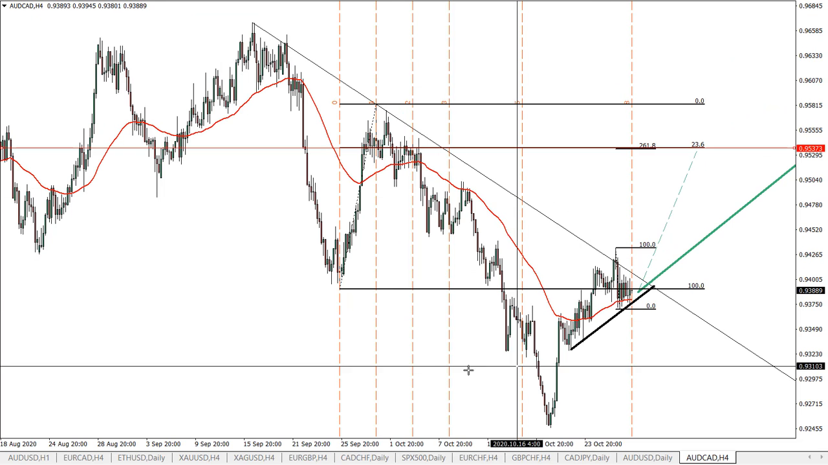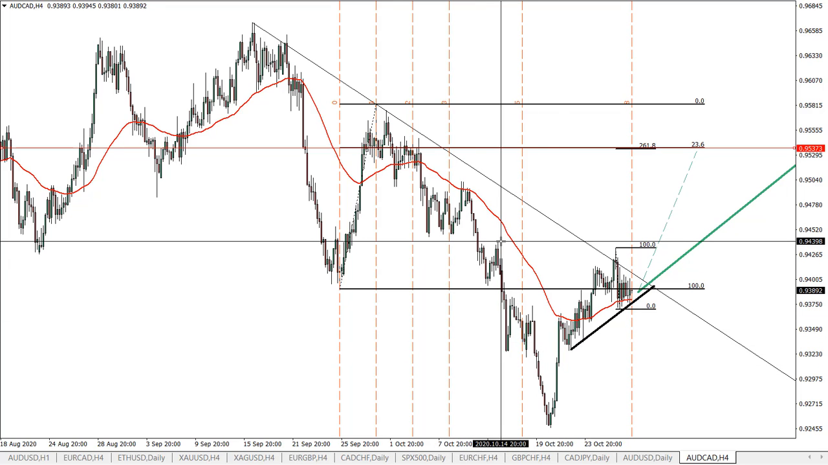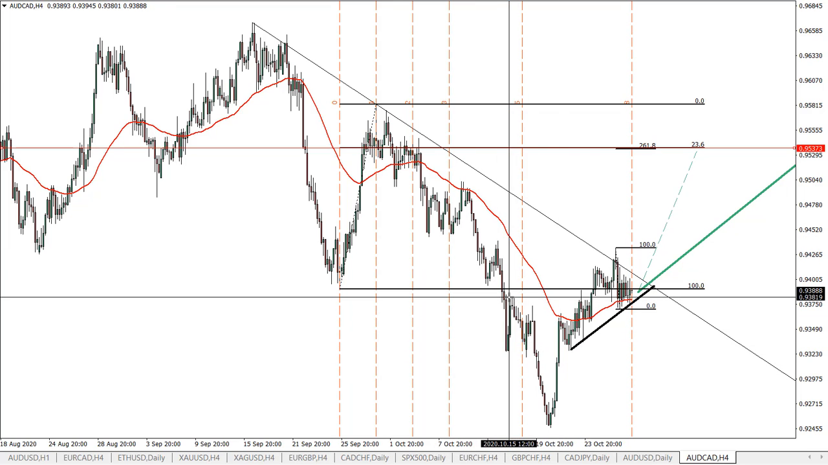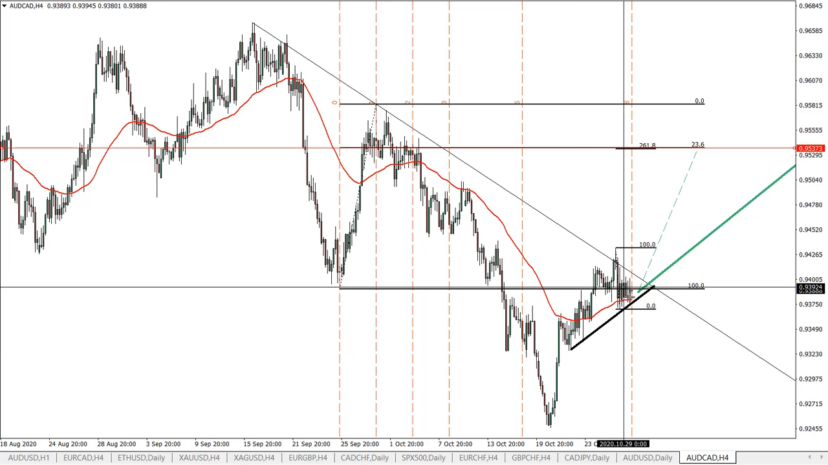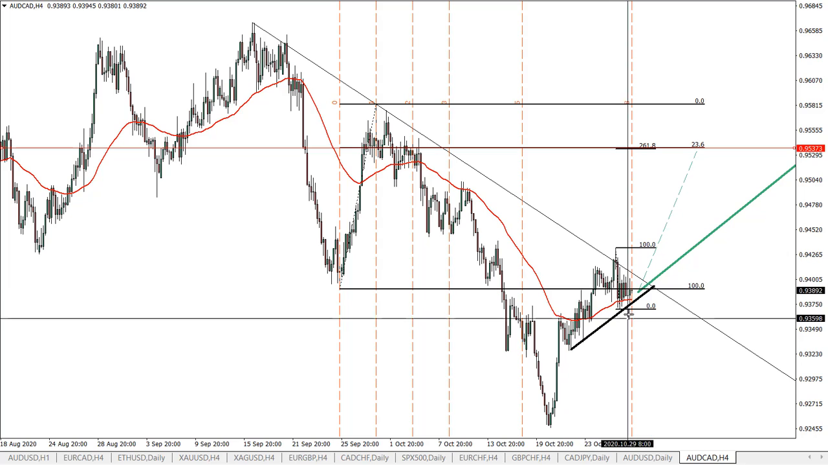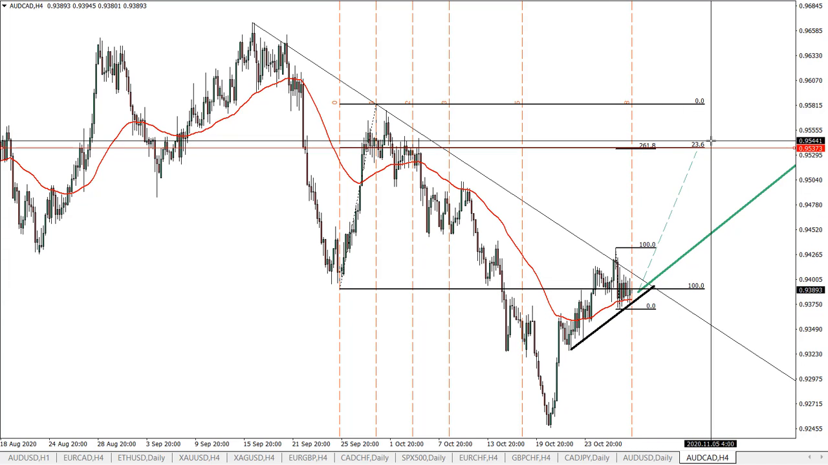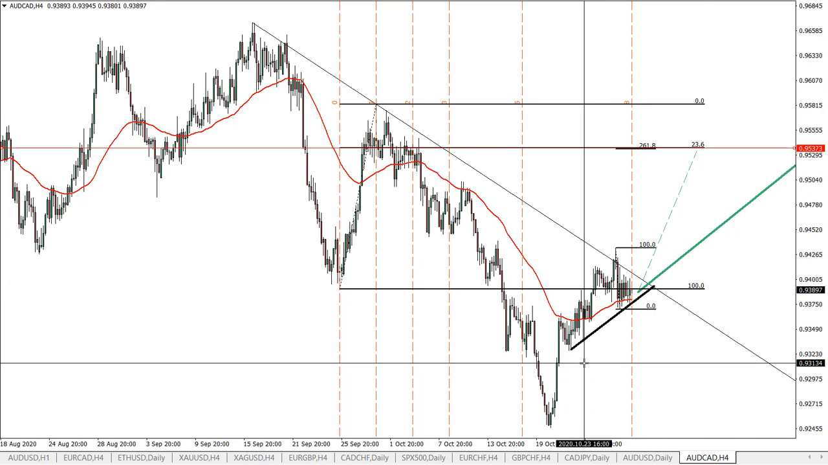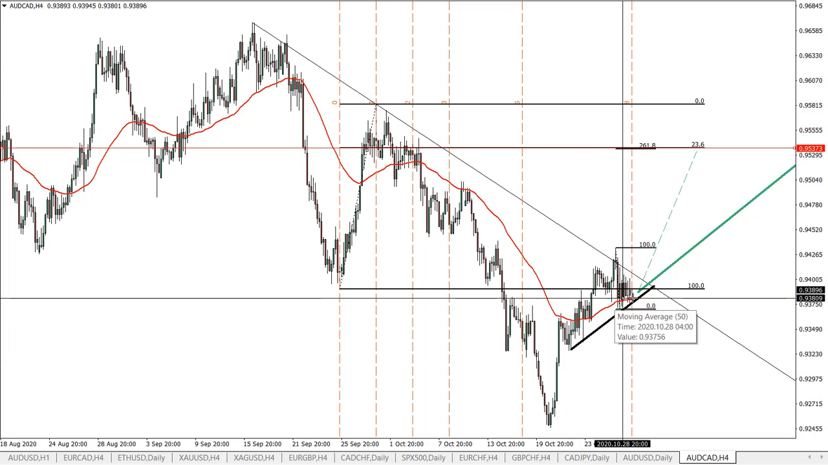What we also see is that price broke above the previously made high at this point, and this is a higher high and higher low pattern. So this is suggesting that the price will be increasing as long as the support holds.